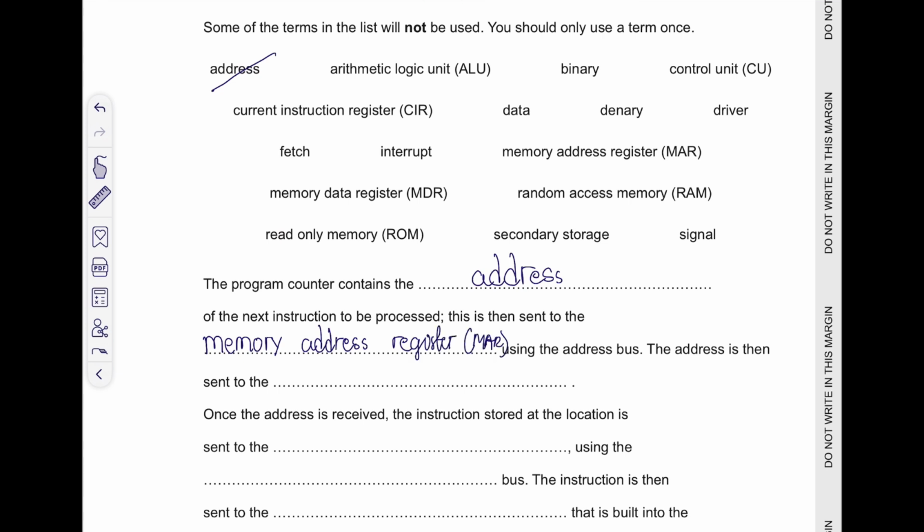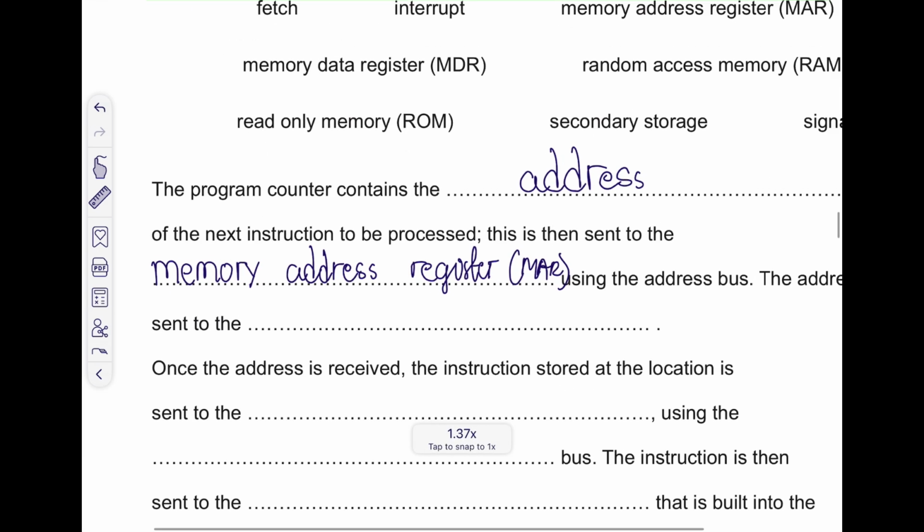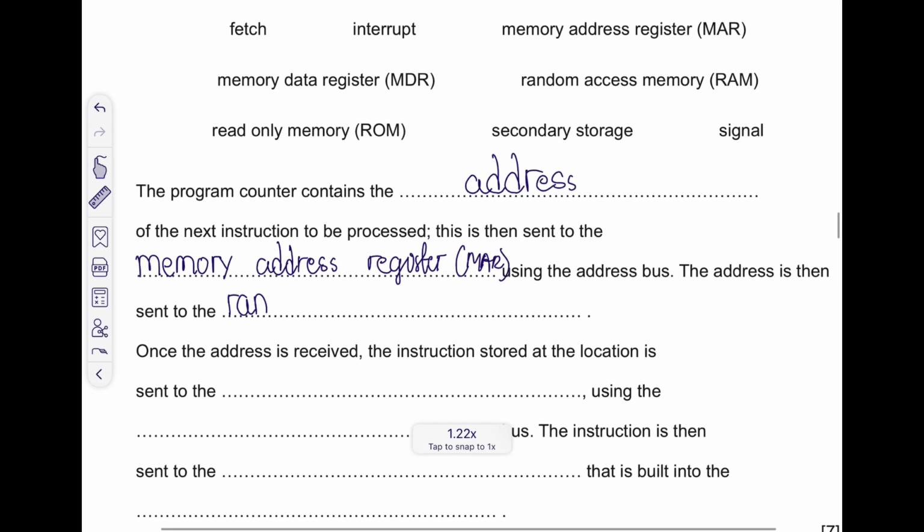MAR. So basically this MAR register holds the address with which we are working now, with which data is being read or written to. The address is then sent to the RAM, so that you can work it out using the address space. Then the address is sent to the RAM, the random access memory.